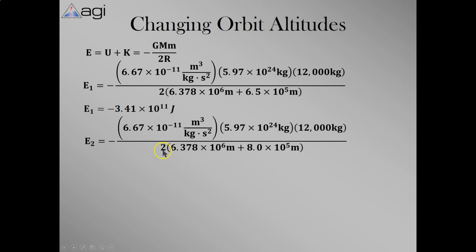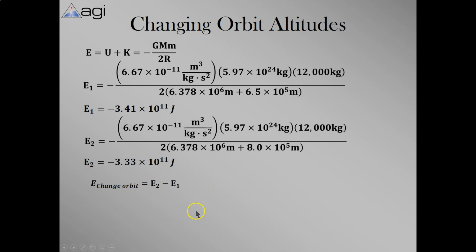We still divide by 2 times that radius, and the radius has changed, but not because the Earth has changed, because the distance that I am from the Earth has changed. So instead of being 6.5, I am now 8. All right, moving along, I get a negative 3.33 times 10 to the 11 joules here.